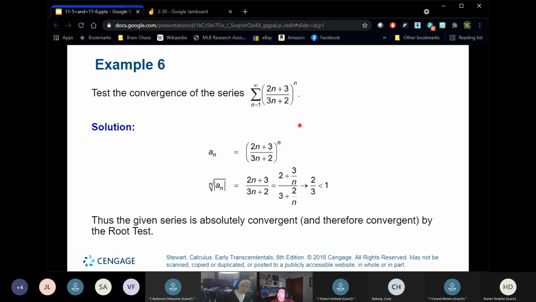So when I take the nth root of this, I get 2n plus 3 over 3n plus 2, which I can easily find the limit of. That limit's going to go to 2/3. And 2/3 is less than 1. So therefore, this series is absolutely convergent, therefore convergent.